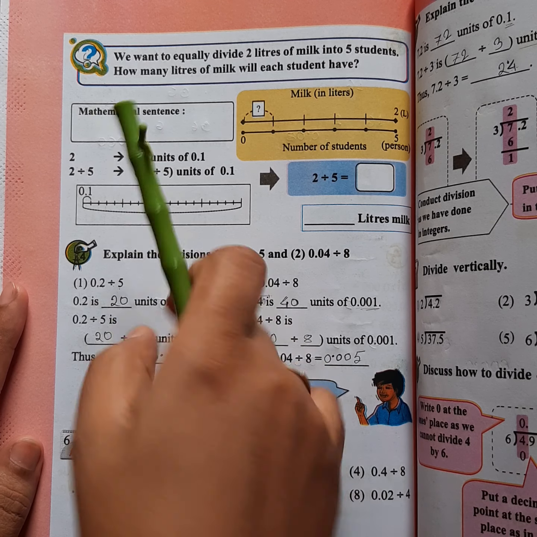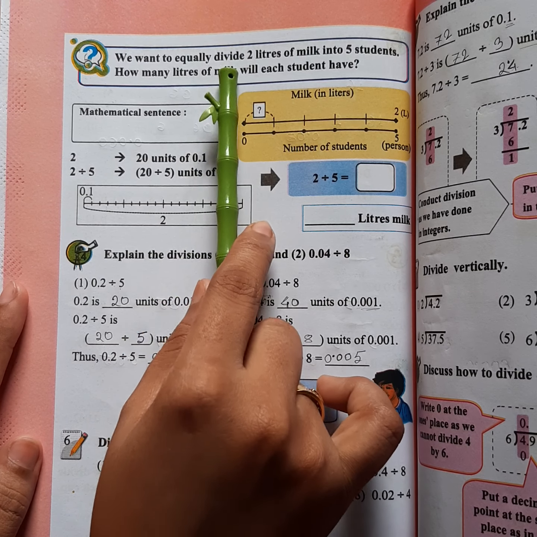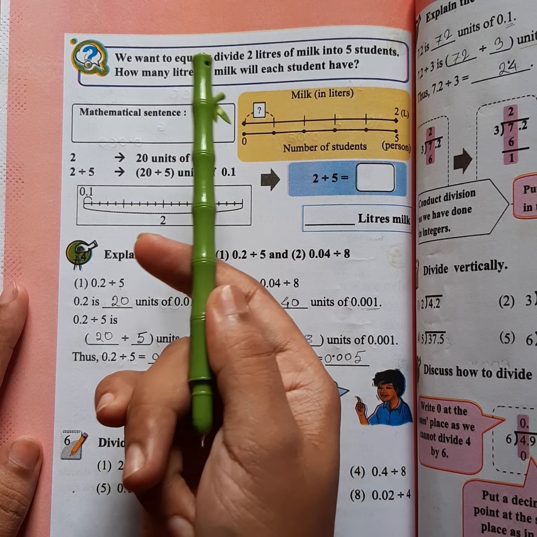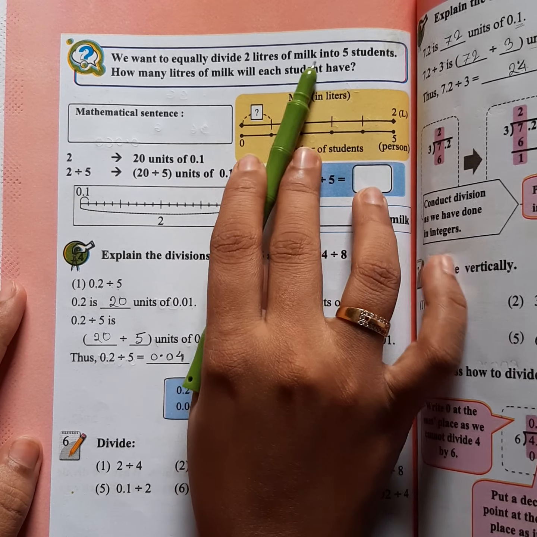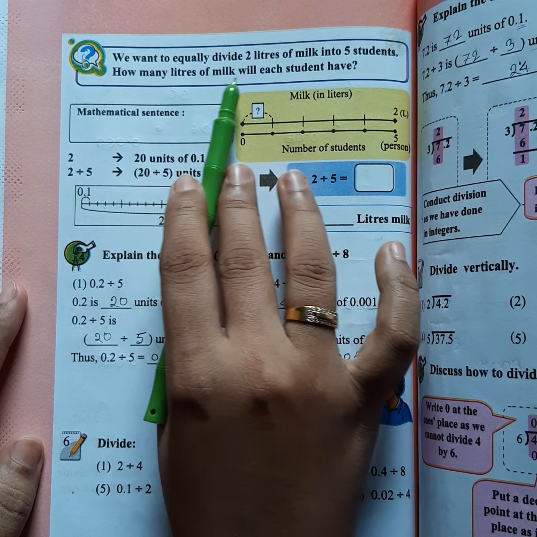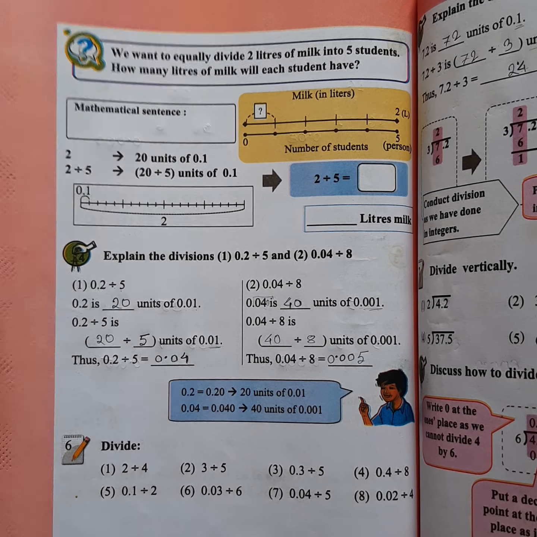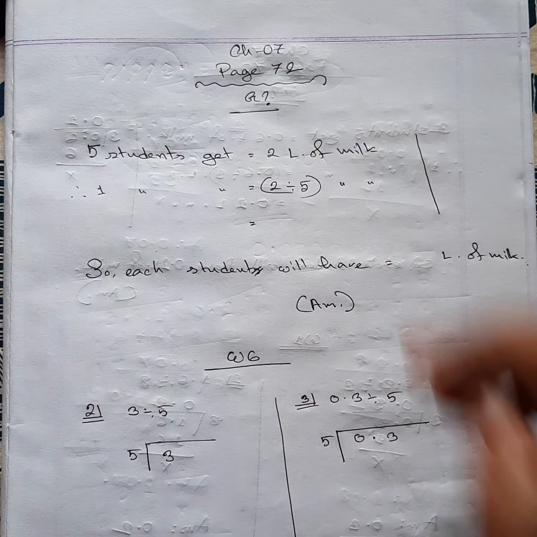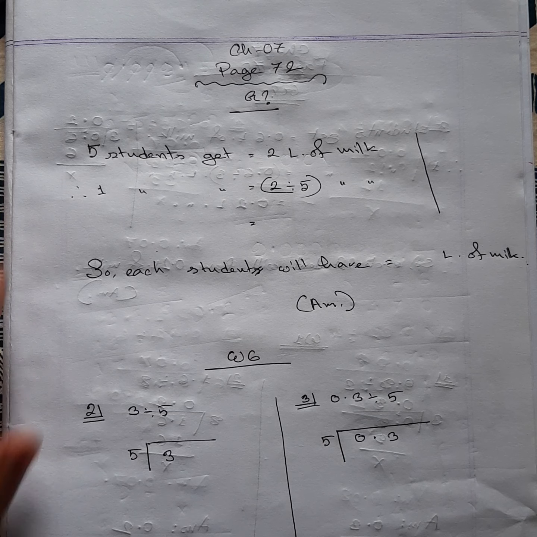And let's start. The first question is, we want to equally divide. See here, we already got the word divide. There's nothing more, we need to divide. Okay, 2 liters of milk into 5 students. How many liters of milk will one student get? Okay, let's take that away and see the copy nicely.